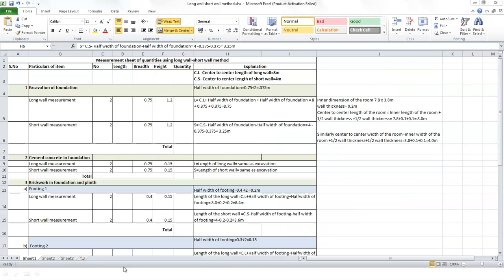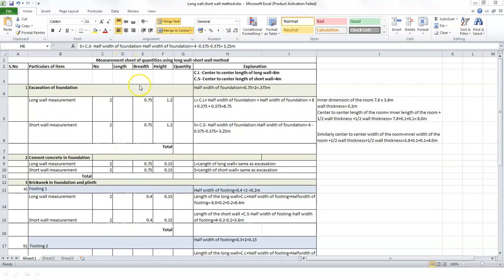Before we continue further, I need to quickly introduce you to the headings of our measurement sheet. In the first column, we have the serial number. Then we have the particulars of items. In the next one, we have the number, because if we have two long walls or two repeated items, then we need not go through it entirely again. We can just write the number here and then multiply it.